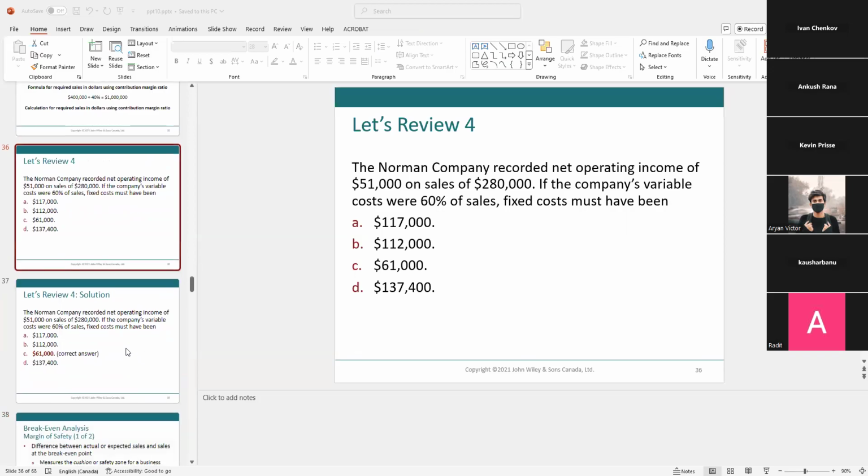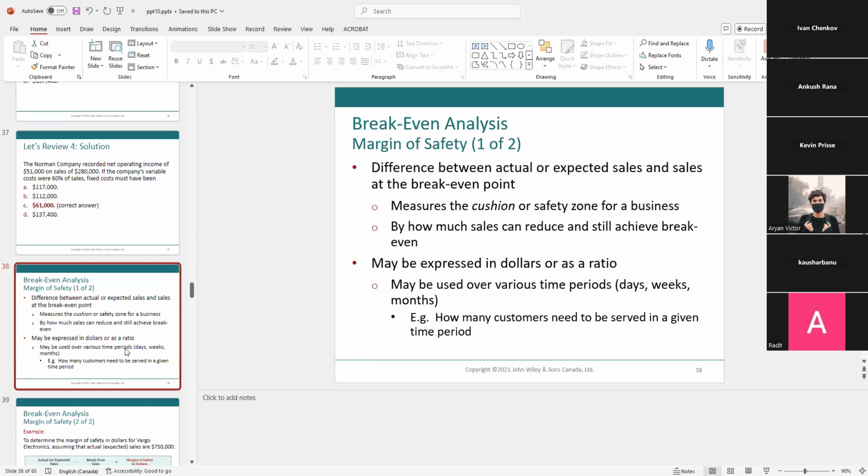Let's go back to slides. This is your solution here. 61 is the correct answer. Now the margin of safety. Margin of safety, that's something new now. It's where you are compared to the break-even.